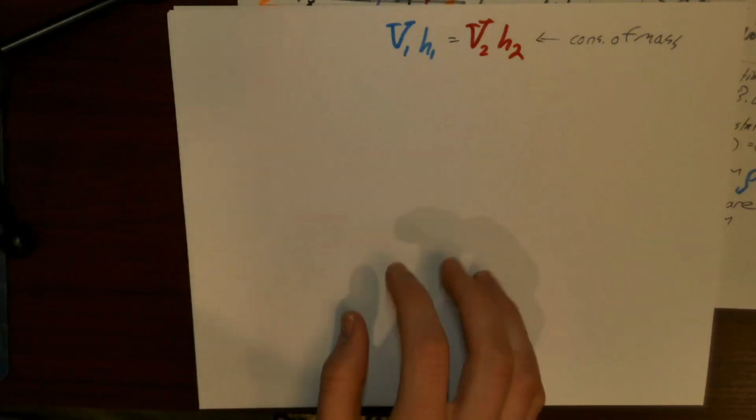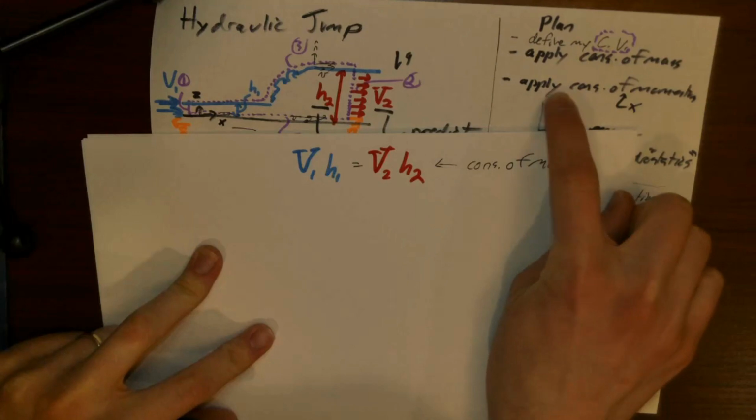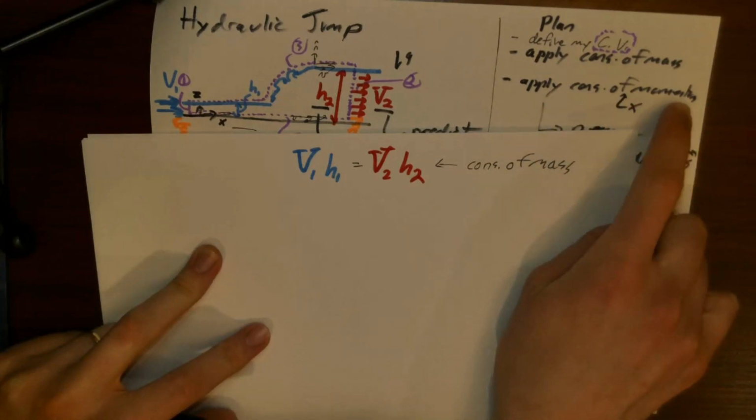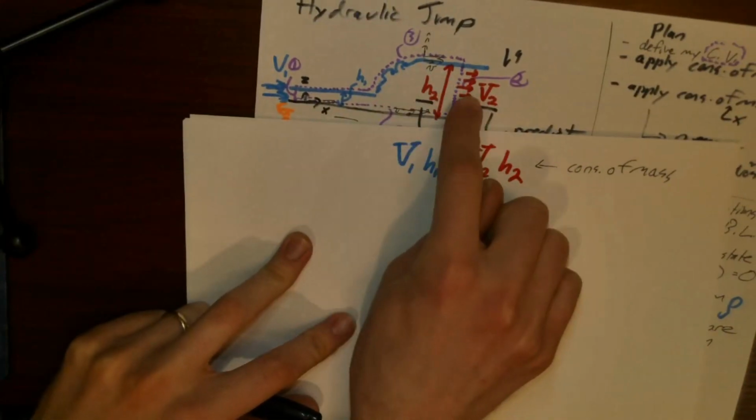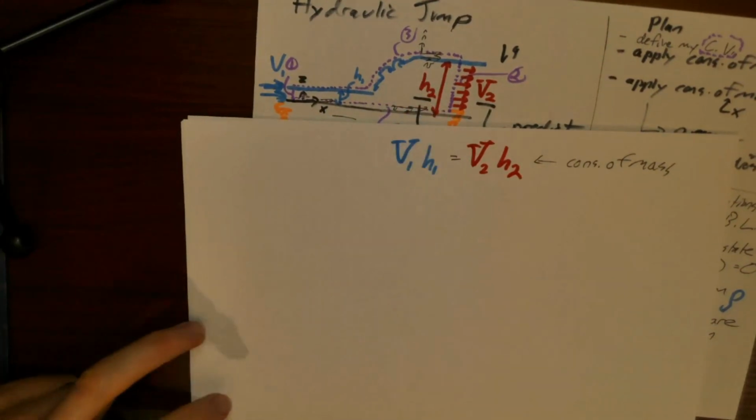So what's the next step? Well, we're going to need another equation to resolve this, and as I talked about earlier, we're going to need to apply conservation of momentum, and in particular x momentum, to help get another relationship between v's and h's and all that stuff. So let's go ahead and do that.